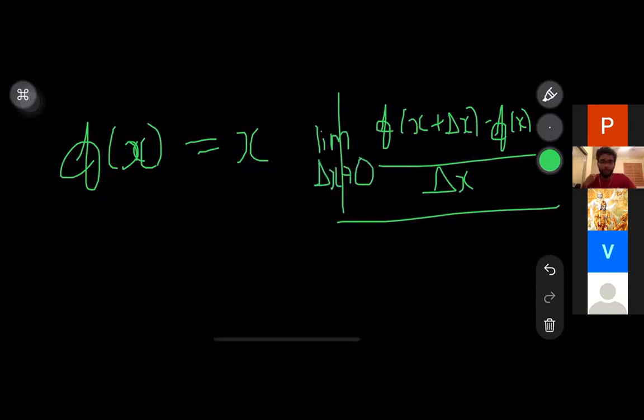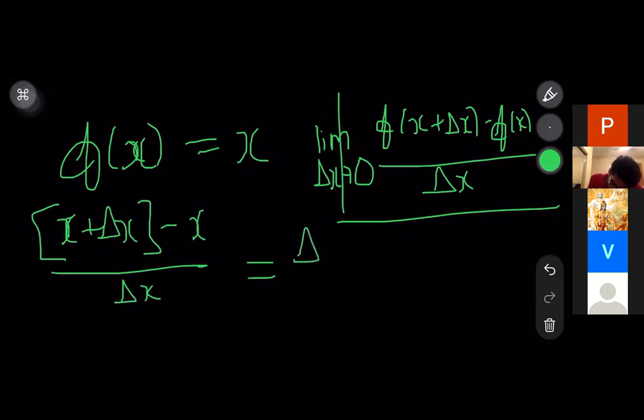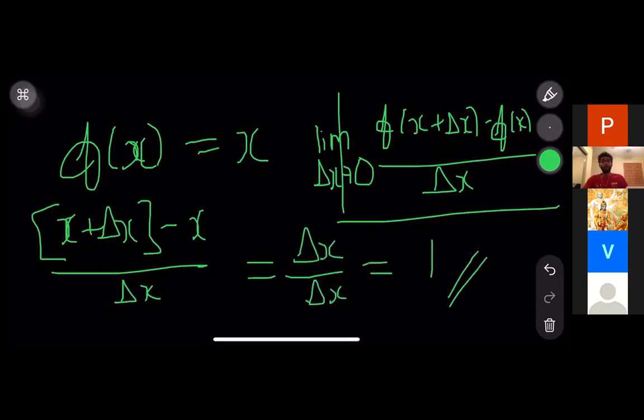Okay, continue. So we know that f of x will give us x. So this equation we can write as x plus delta x minus x, divided by delta x. So this becomes x, and x will get cancelled out, and delta x and delta x will also cancel out. So we will get 1. Very good.